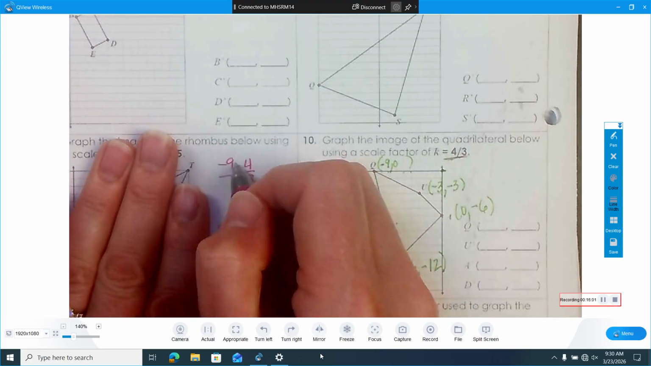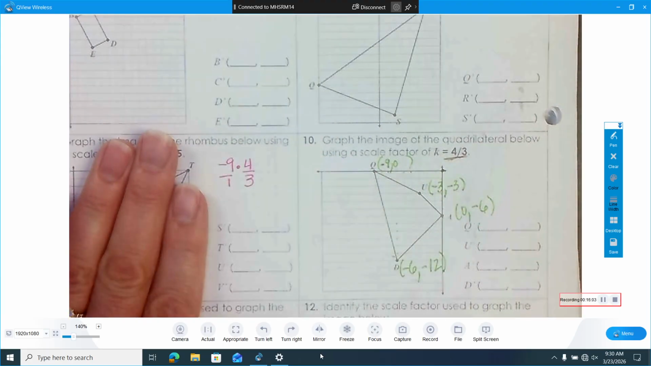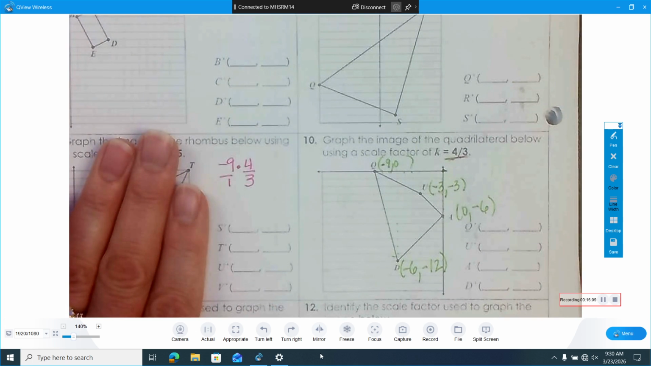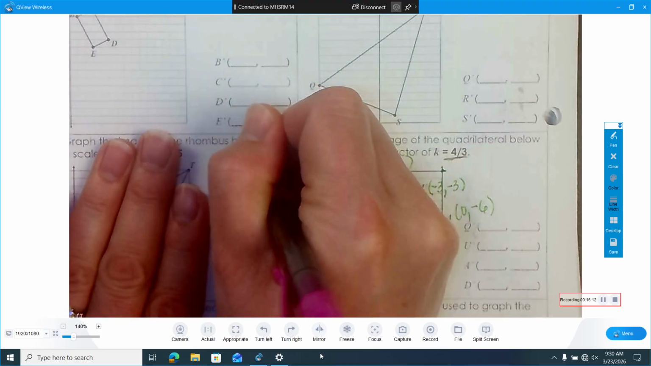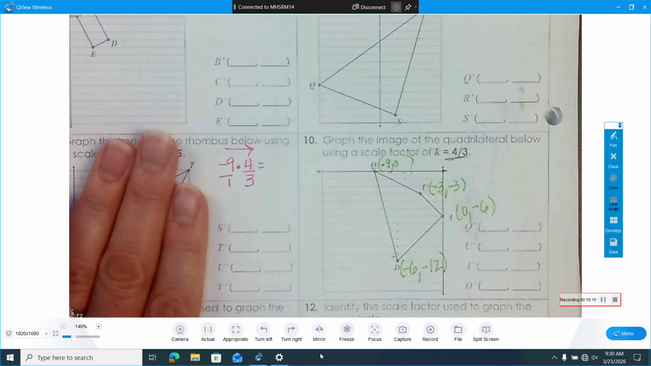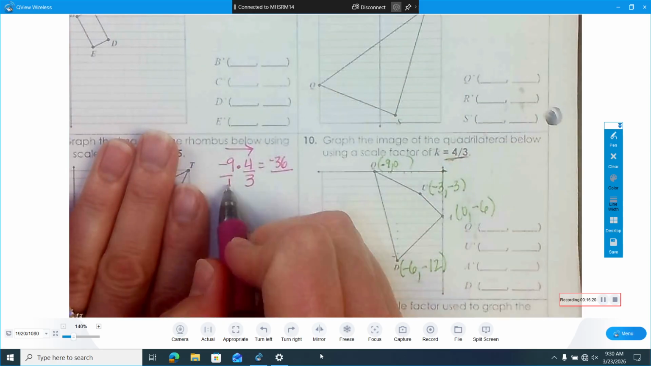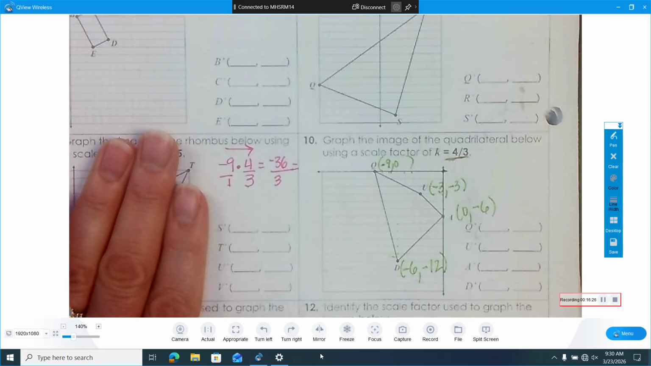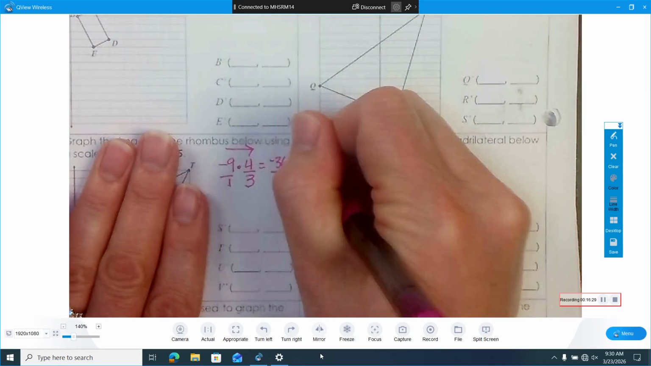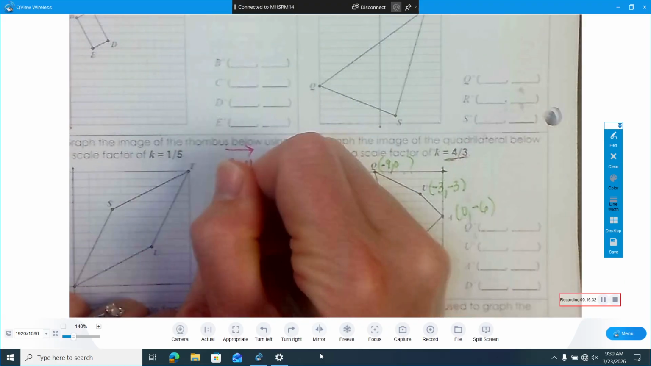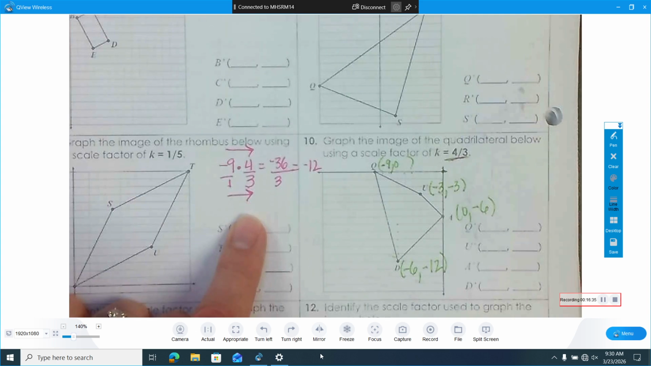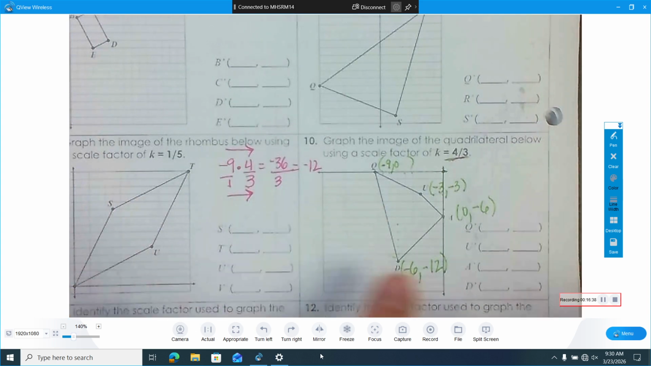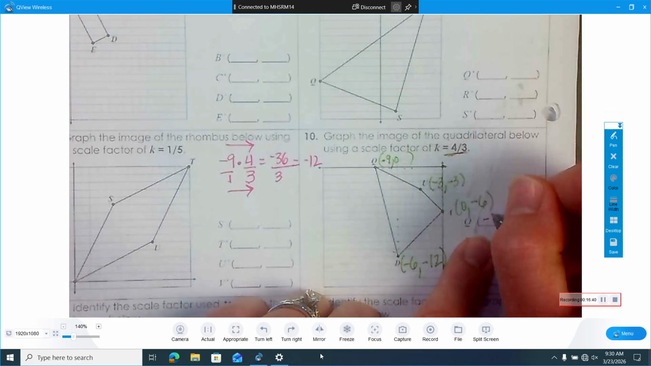Right now this is -9 over 1. And multiplying is always easier than addition or subtraction, okay? Multiplying, all we do is go straight across. What is -9 times 4? -36. 1 times 3? 3. And what is -36 divided by 3? -12. So multiplying is very easy. You just have to go straight across. So make everything a fraction and then just go straight across. So Q prime is going to be at -12.